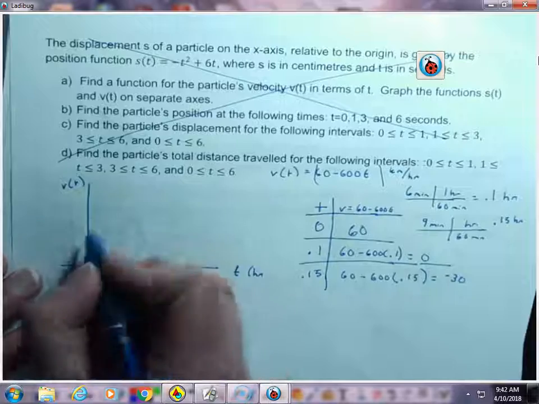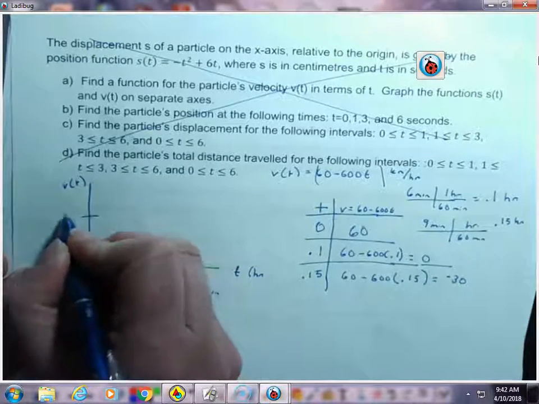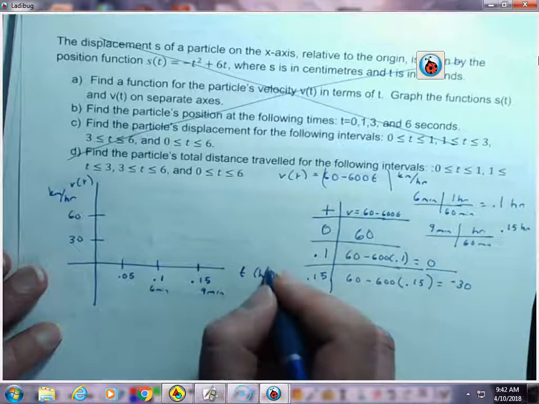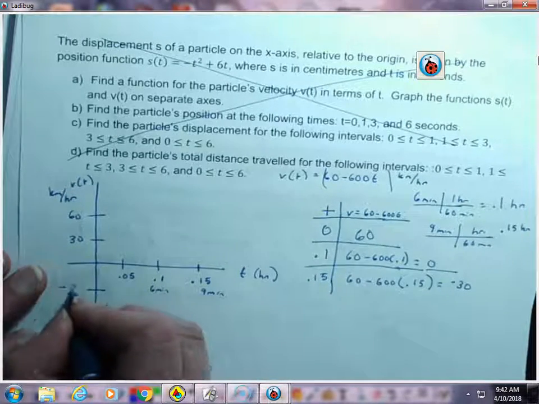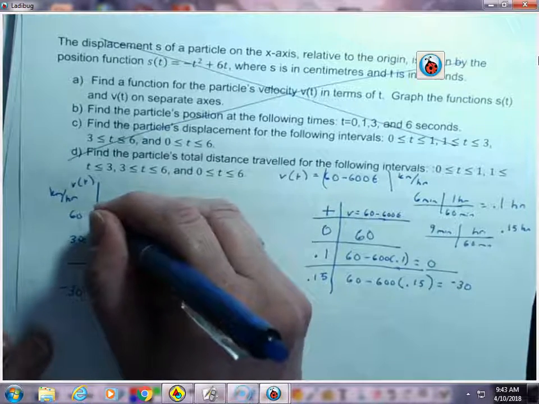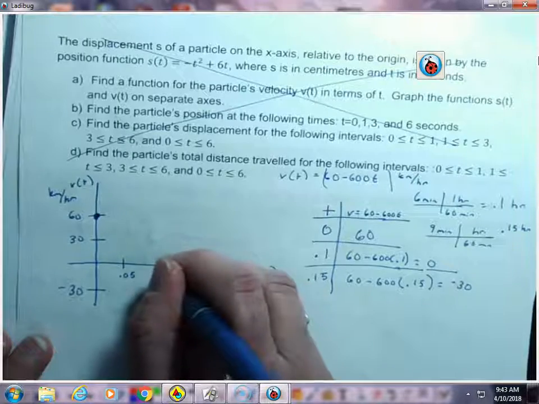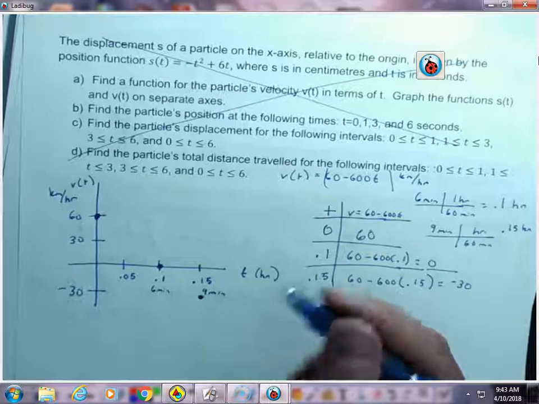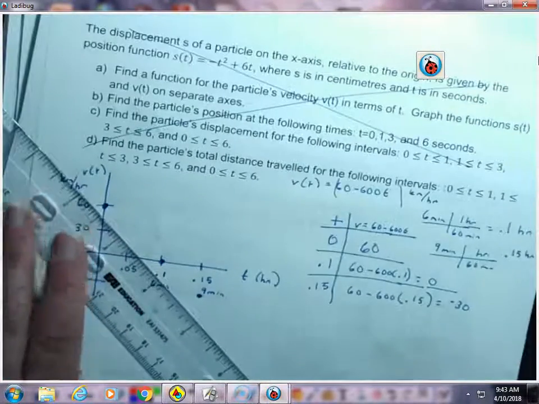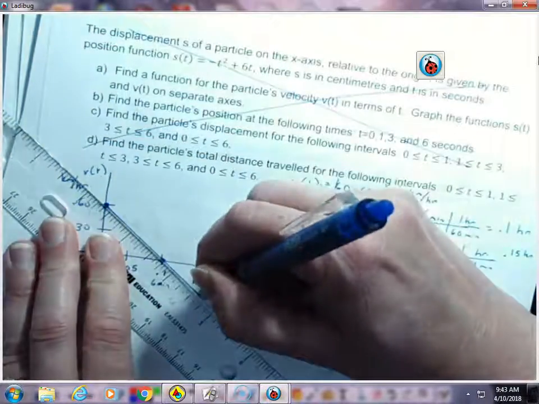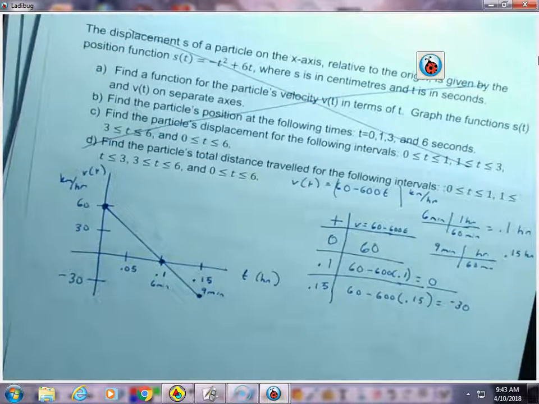So I'm just going to go like 30 and 60, and I should put my units, kilometers per hour here. Got my hours there, and here I will have negative 30. So I've got 0, 60, I've got 0.1 is 0, and I've got my negative 30. Now I'll try to draw a line through this. Taking out the ruler. It actually went through all 3 dots.